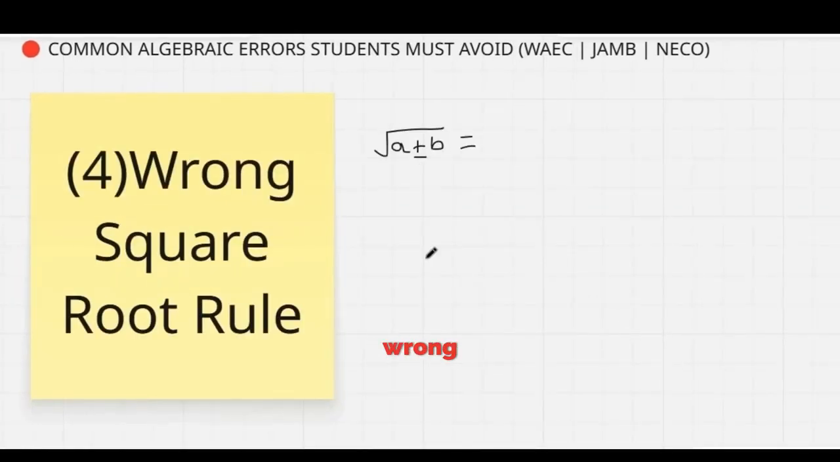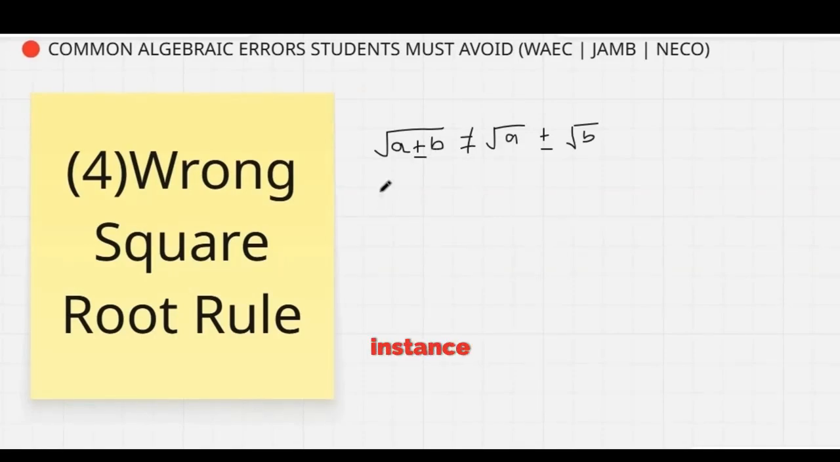Mistake number 4, wrong square root rule. Let's say we have square root of a plus or minus b. Most students usually split the square root over addition and subtraction as square root of a plus or minus square root of b. This is wrong. We don't solve math this way. Rather, for you to handle this kind of situation, you add what is inside the square root, or you subtract what is inside the square root, then you take the square root.